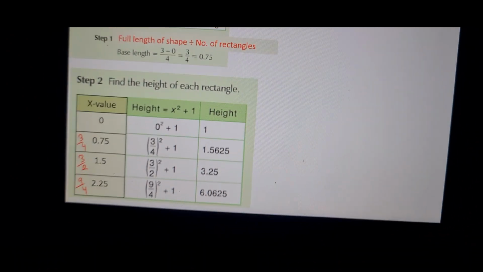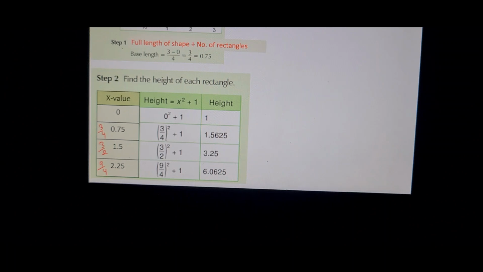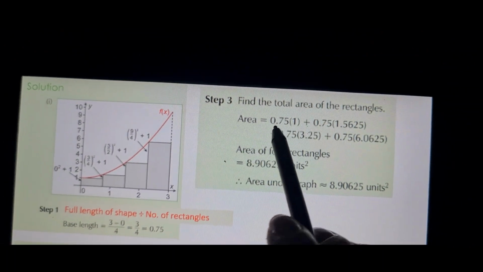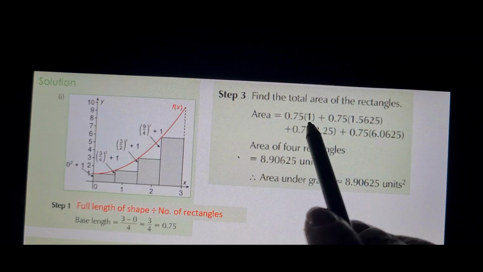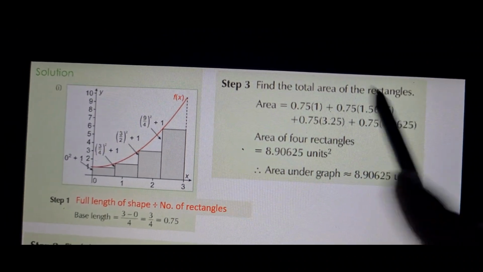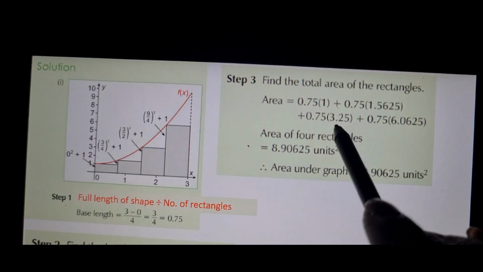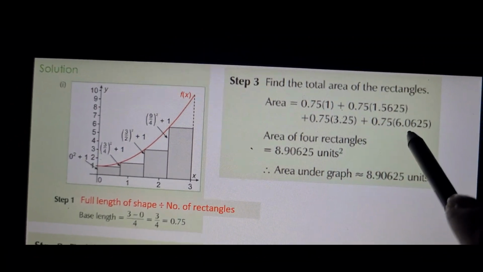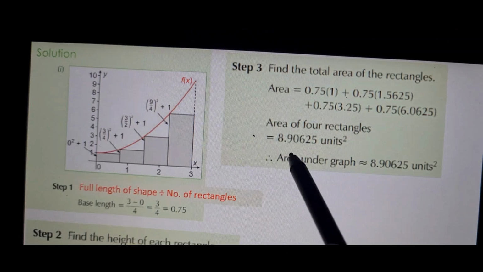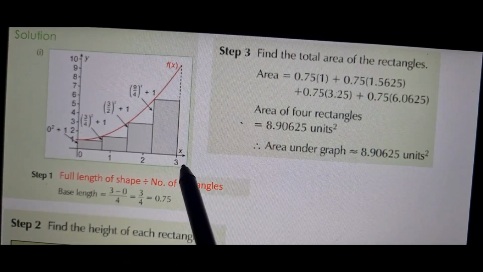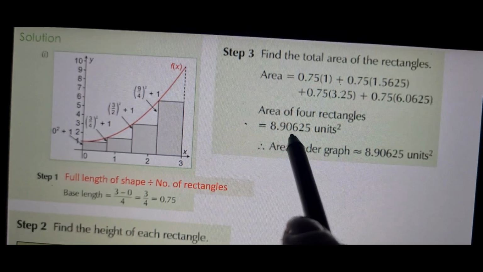So then the area formula is going to be length multiplied by width. So you can see here, area is going to equal the first block, it's 3/4 multiplied by a height of 1. The next block is 3/4 multiplied by a height of 1.5625. The next block is 3/4 multiplied by 3.25. And the last block is 3/4 multiplied by 6.0625, which gives me an estimate for the area under the curve over the interval from 0 to 3 on the x-axis of 8.90625.